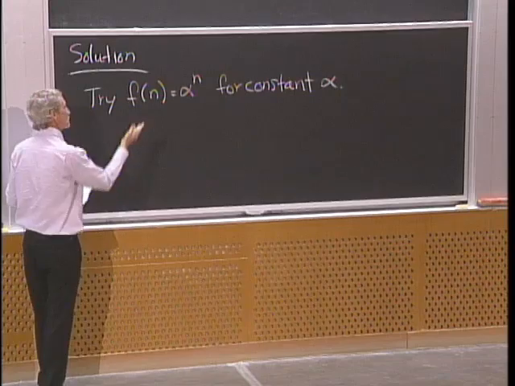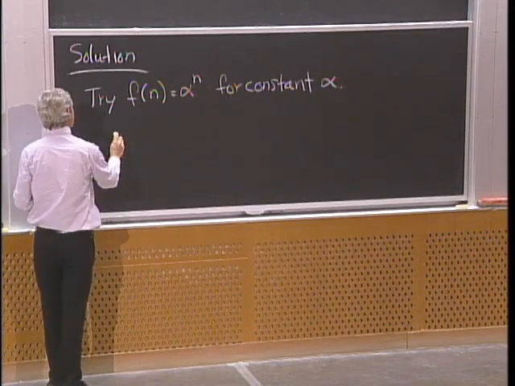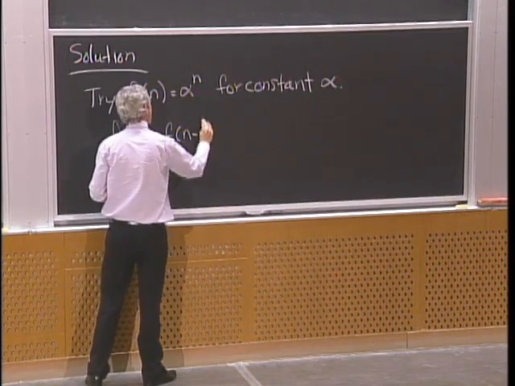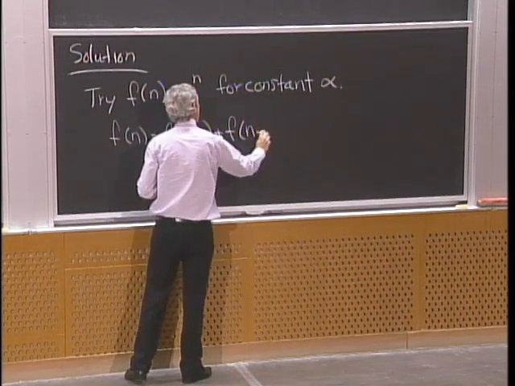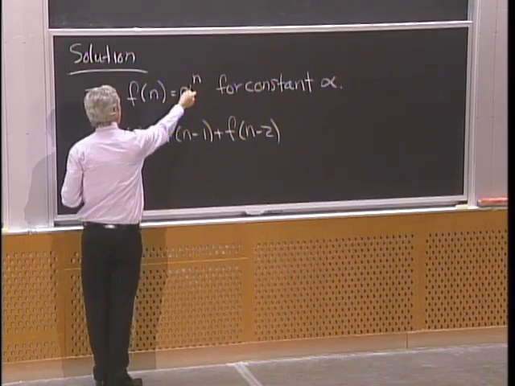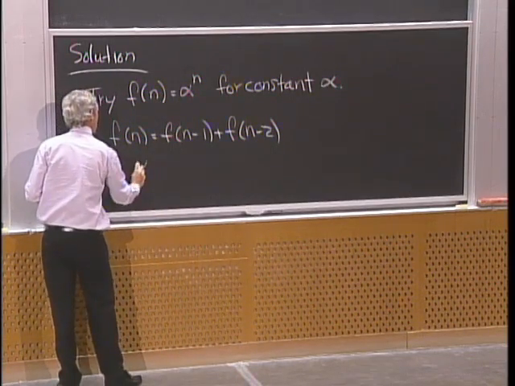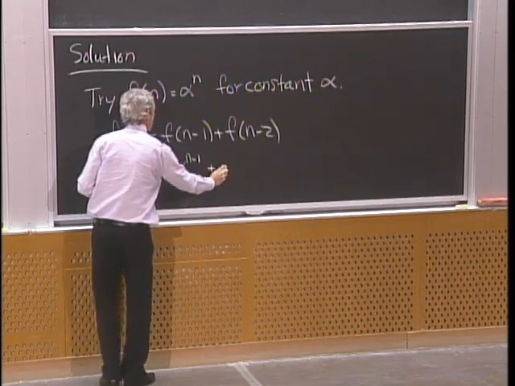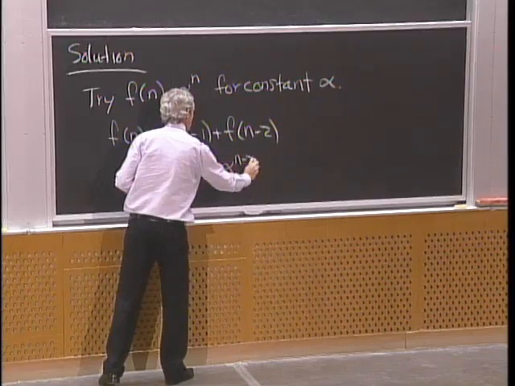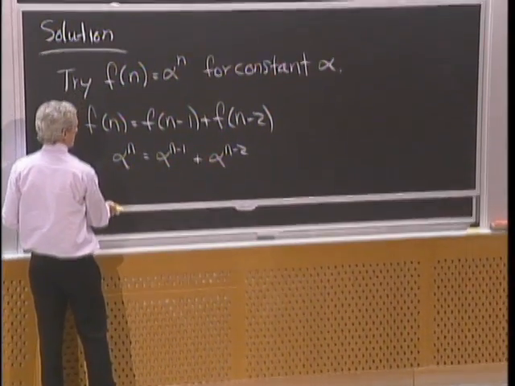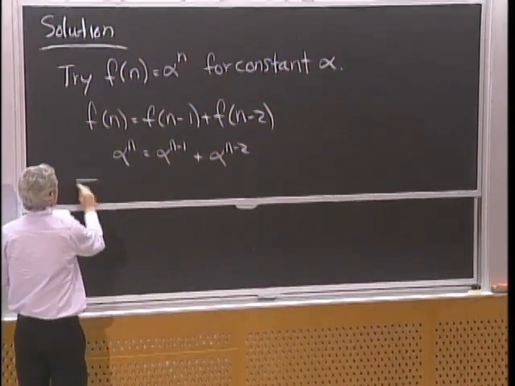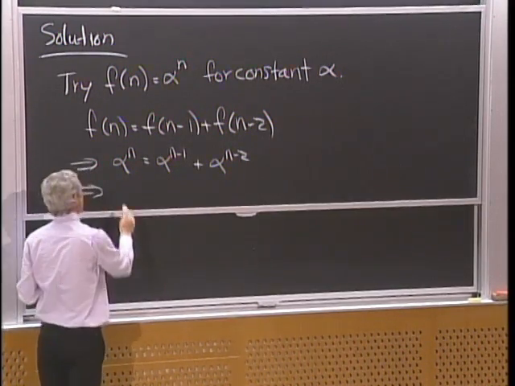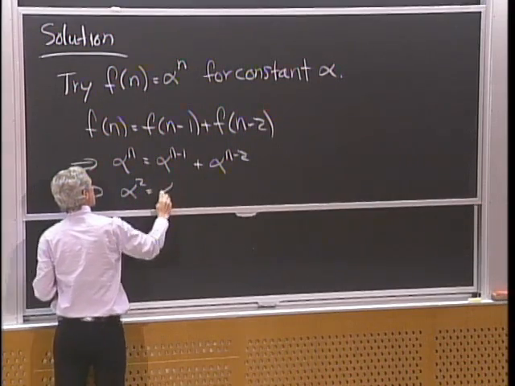All right, so let's try to verify this guess and plug it in. We know that f of n is f of n minus 1 plus f of n minus 2. Let's plug that in and see what we get. That gives us alpha to the n equals alpha to the n minus 1 plus alpha to the n minus 2. All right, now that means I can divide by alpha to the n minus 2, and I get alpha squared equals alpha plus 1.